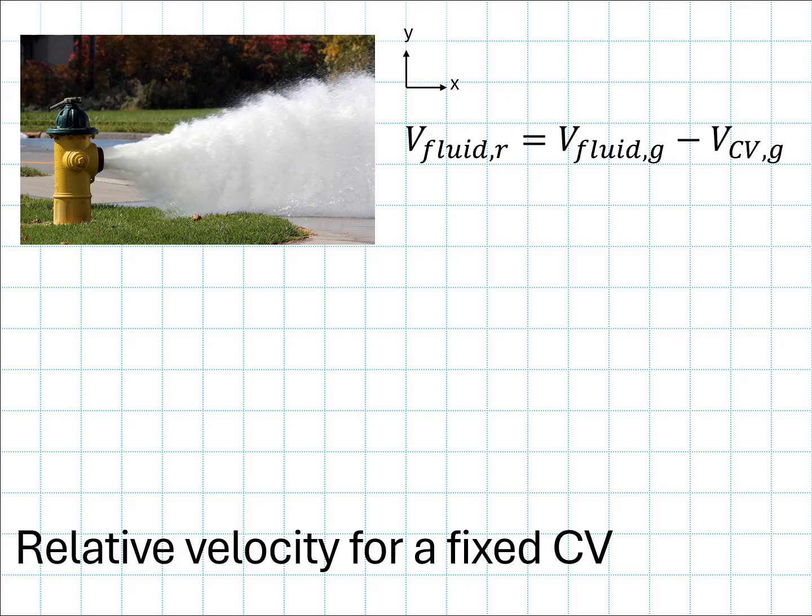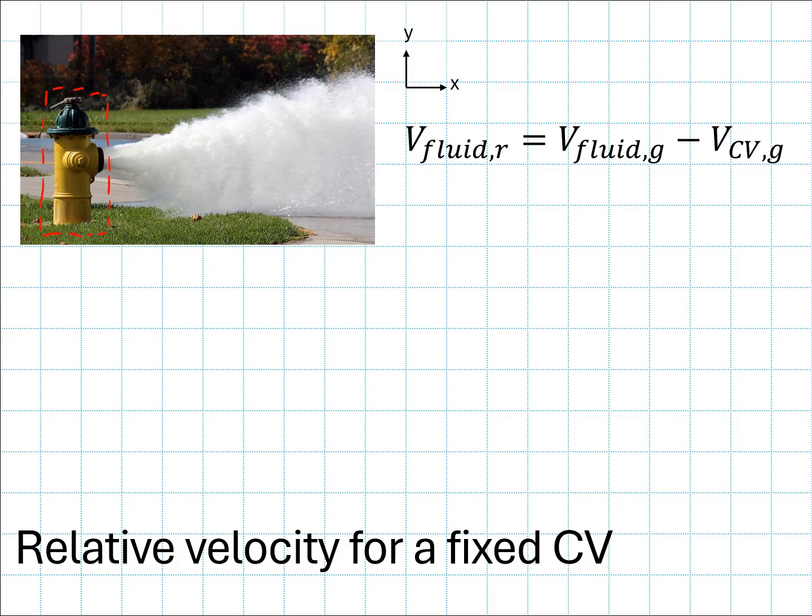Let's consider the example of water that's being flushed from a fire hydrant. So in this problem, my control volume is not moving, right? My fire hydrant is stuck here in the ground, and the water is coming out of the fire hydrant and has to pass through my control surface. Right here. Here's where my water is exiting my control surface.